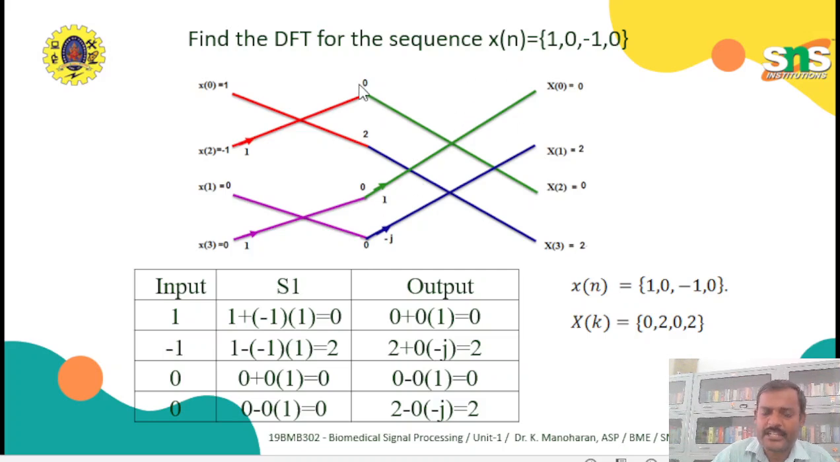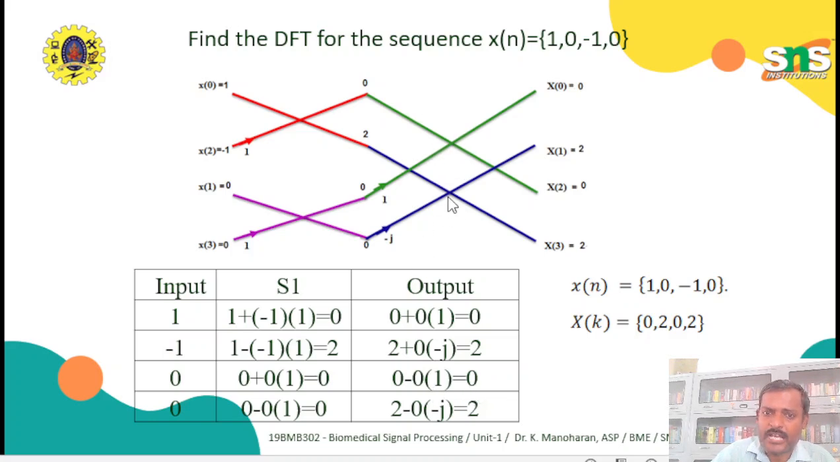Now come to the second stage. We have two inputs. One is 0 and the other is also 0, and the twiddle factor is 1. This is for the first butterfly. For the second butterfly, one input is 2 and the other input is 0, and the twiddle factor is minus j. Now we need to consider these two. First, for the first butterfly, both inputs are 0. So 0 plus 0 into 1 will be 0, and then 0 minus 0 into 1 is also 0. So this is for the green butterfly.